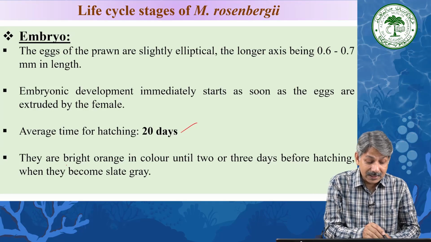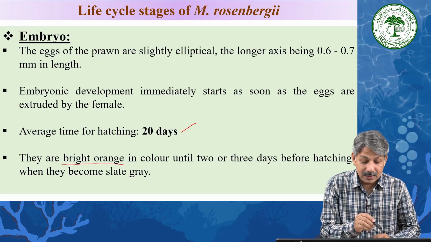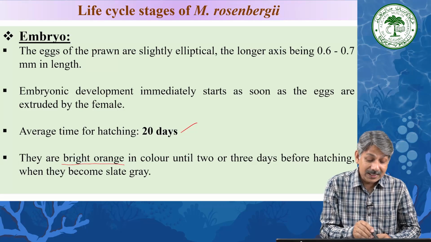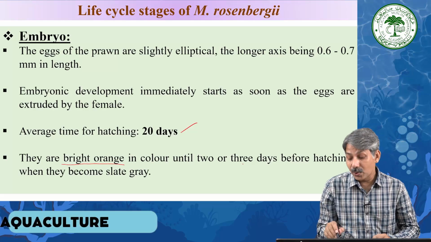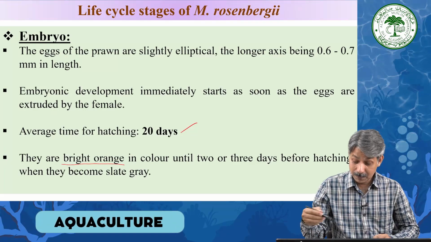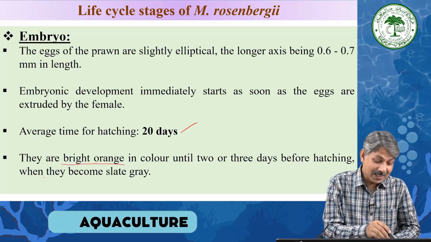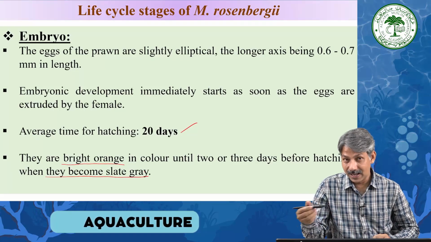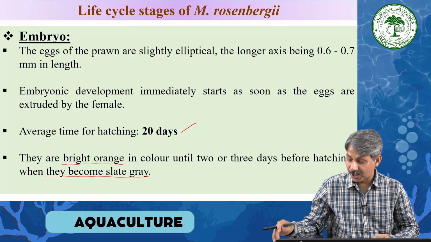In fact, this one is interesting. You will get to see this if you visit any Macrobrachium rosenbergii hatchery. They are bright orange in color until 2 or 3 days before hatching. As soon as they start changing color to slate gray, that means the hatching time is approaching.